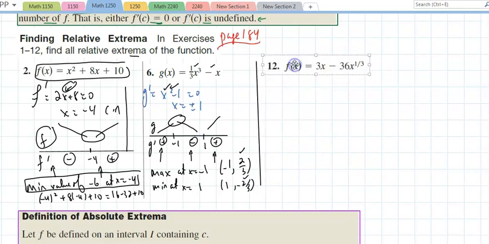Radicals are a bit messy. If I take a derivative of this, I'll get 3 minus, bring the power down, 1/3 of 36 is 12x. Subtract 1 from the power. 1/3 minus 1 is negative 2/3. So this is 3 minus 12 over the cube root of x squared.